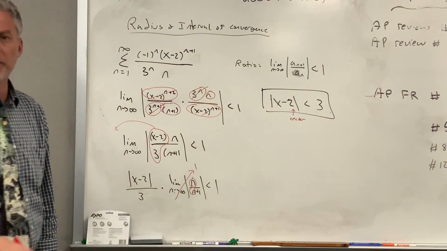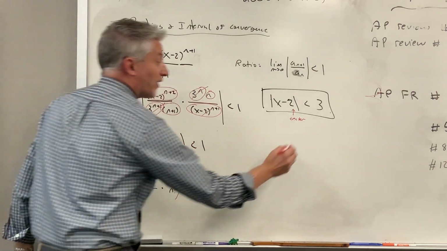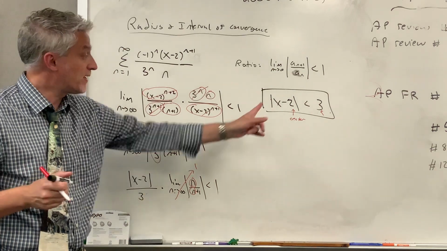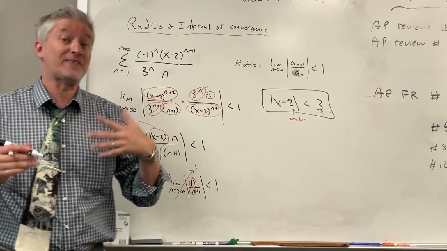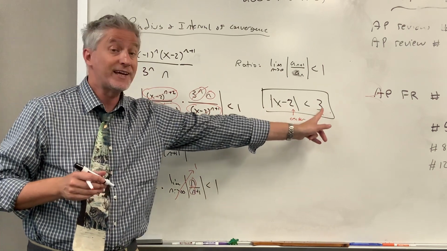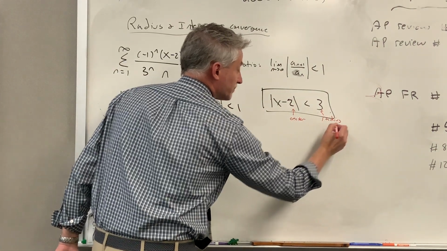That's the center of our polynomial, of our Taylor series right here. The 3 here, if you know anything from algebra, when you look at an absolute value is really a distance. We're saying that the distance from the center is less than 3. 3 is what we call the radius.